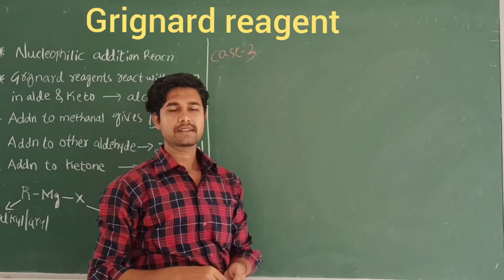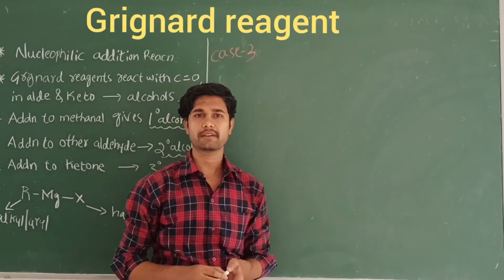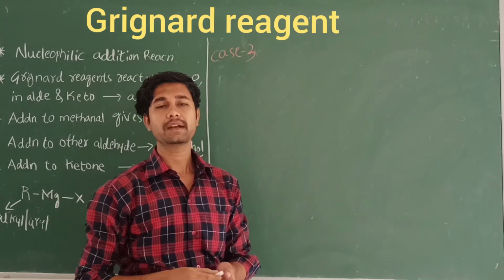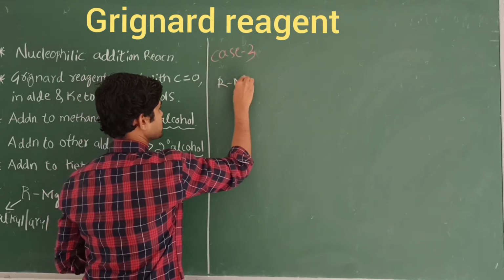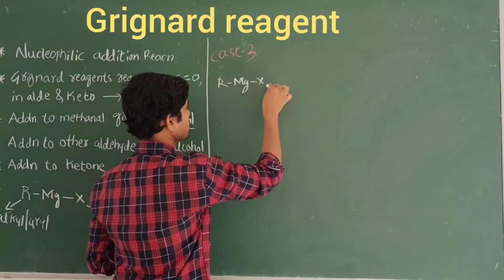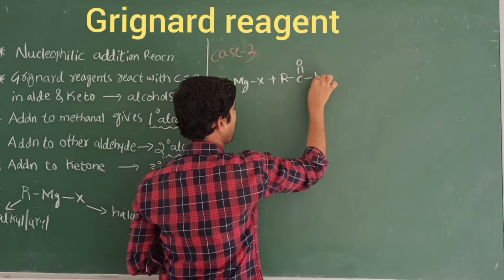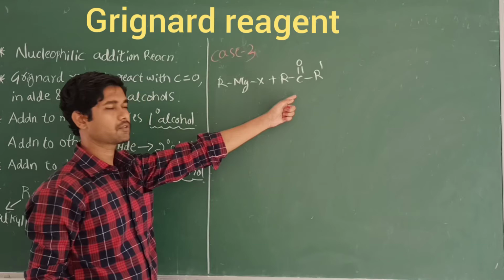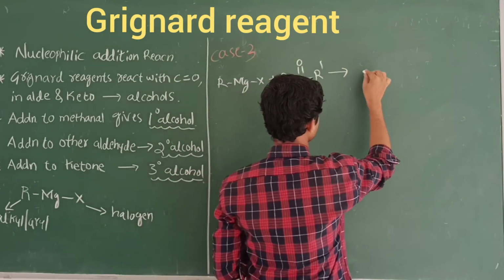Now let us discuss case number 3. Here the Grignard reagent reacts with a ketone, and we are going to obtain a tertiary alcohol. Let's see the general one: RMgX reacts with a ketone, that is R C double bond O R dash. This is called the ketonic functional group. What happens? A nucleophilic addition reaction takes place.